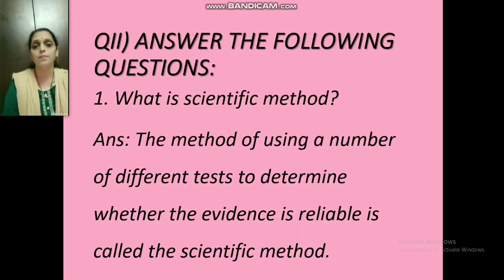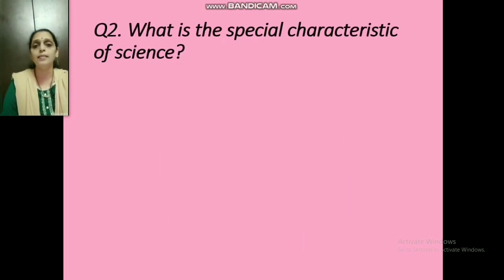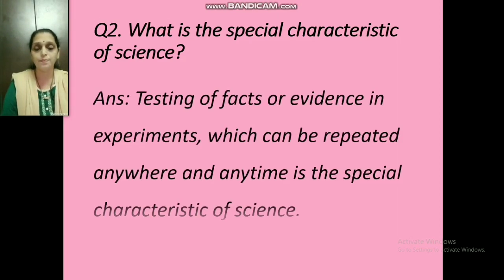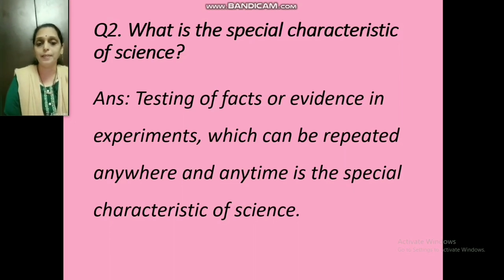Now write down the second question. What is the special characteristic of science? Answer: testing of facts or evidence in the experiments, which can be repeated anywhere and anytime, is the special characteristic of science.